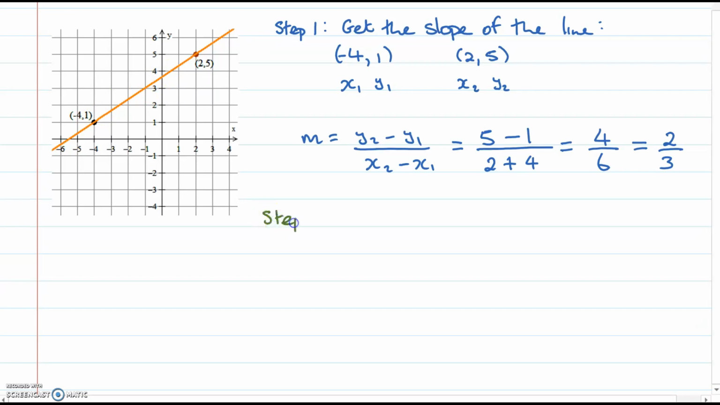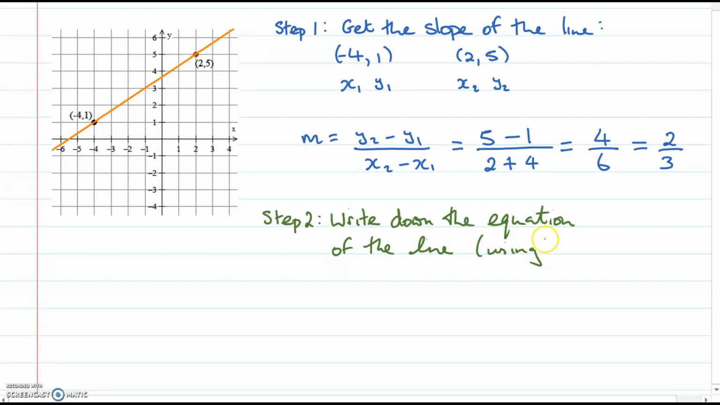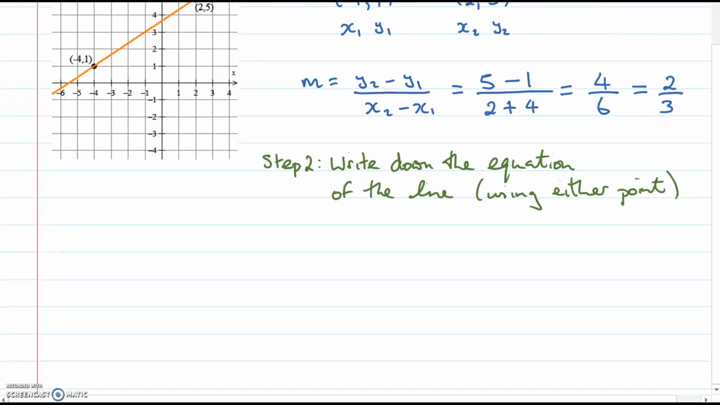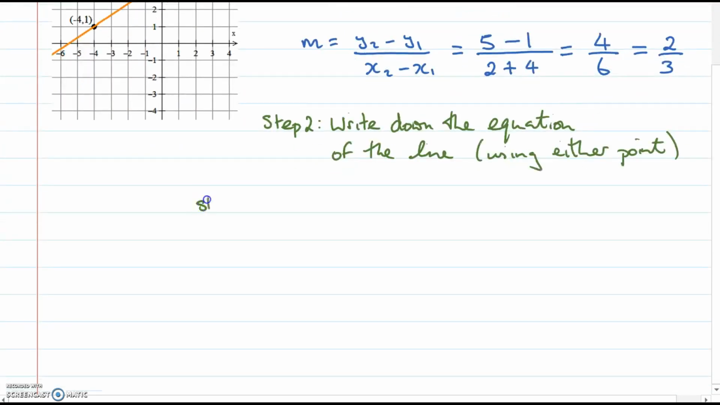Okay, step 2 is write down the equation of the line. Now, the key here is that you can use either point. Both points will give you the same answer, which might seem a little bit strange, but both points will give you the same answer. Okay, so we know what we're going to use to write down the equation. We're going to need slope and a point. So slope, we just figured that out, is 2/3.